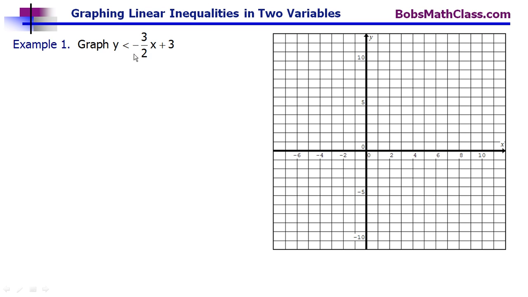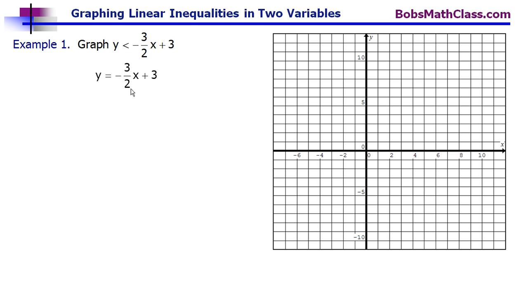Here's our first one, y less than negative 3 halves x plus 3. So looking at this, it's a less than. Does that mean our line is going to be solid or dashed? Yes, that's right, dashed. And since it's less than, above or below? Right, below. You might want to look back at your notes. Okay, we're going to write it as an equation. And we're going to pick points.